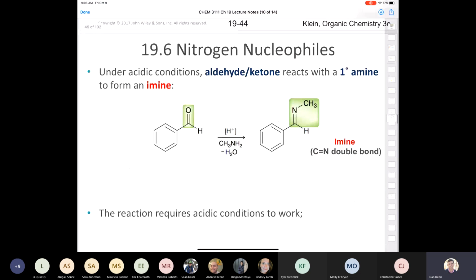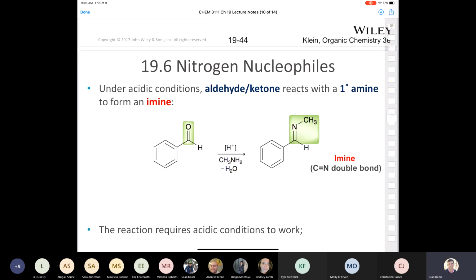We still have 40 minutes left. Let's talk about nitrogen nucleophiles. This is section 19.6. I realize that section 19.5 is a heavy section. There's a lot of new chemistry in that section. The big mechanism in that section is the formation of the acetal, which is a mechanism you have to be fully aware of, and you have to be able to draw that mechanism. But the good news is that same mechanism comes up again in this chapter.